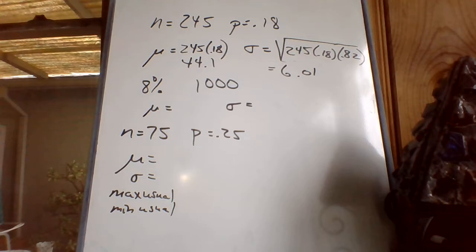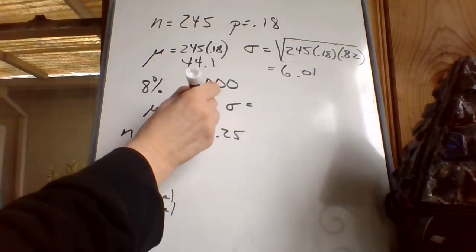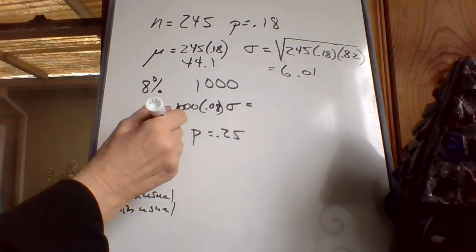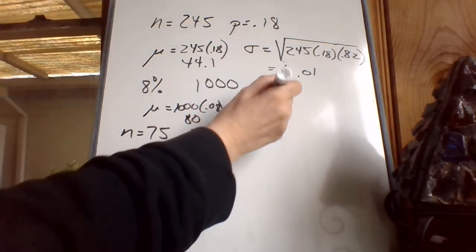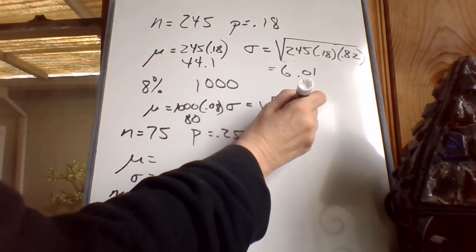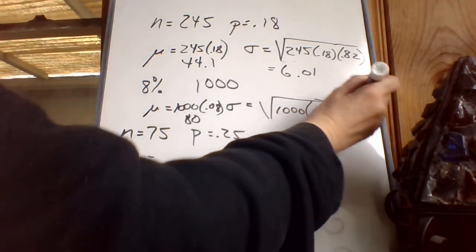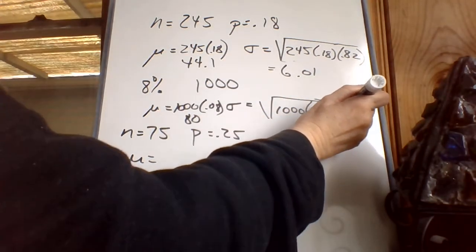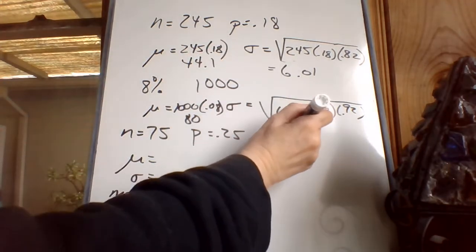Next one, I'm looking for a number and some kind of decimal. 1,000 could easily be the number. And I probably can't use 8, I've got to use a decimal, so 0.08. Okay, so that's going to be 80. And then this, the square root of 1,000 times 0.08, and the one that goes with it, what goes with 8% is 92%. Okay, and so 8.57.